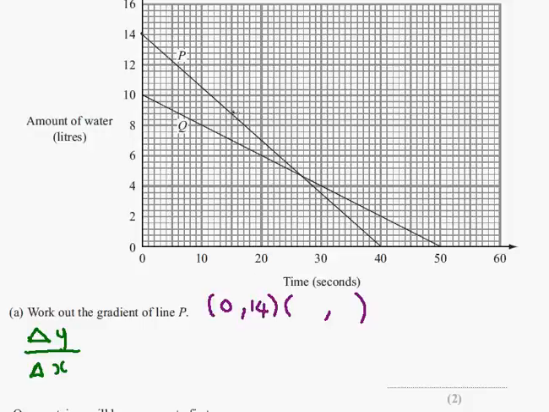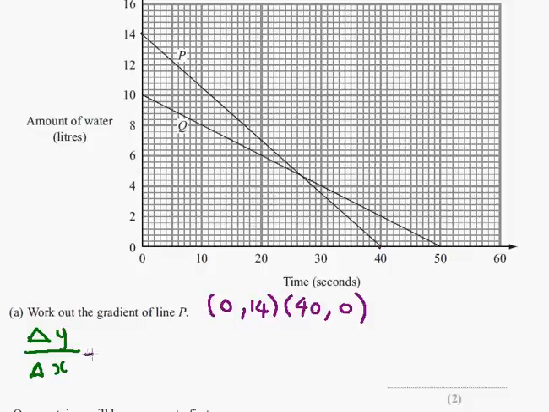Let's choose another nice one. Here maybe? Nope. This one's good. So this is 40, 0. 40, 0. Okay, not 0, 14. 0, 40 is up, all the way up there. This is 40 and then 0.